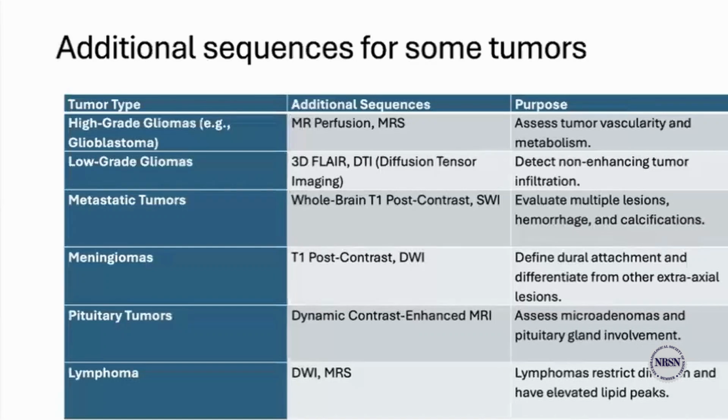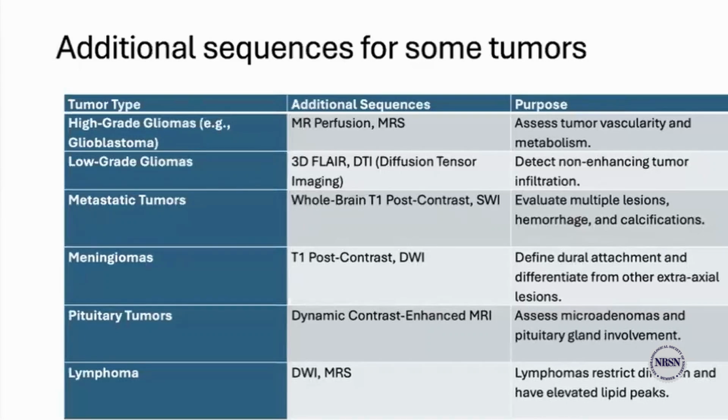Also for metastatic tumors, ensure you do a whole brain T1 post-contrast and a SWI to evaluate for multiple lesions, check for hemorrhage and calcifications. For meningiomas, a T1 post-contrast is a must, and diffusion to define the dural attachment and to differentiate from other extraaxial lesions. Now, for pituitary tumors, specifically for microadenomas, we run a dynamic contrast enhanced MRI.